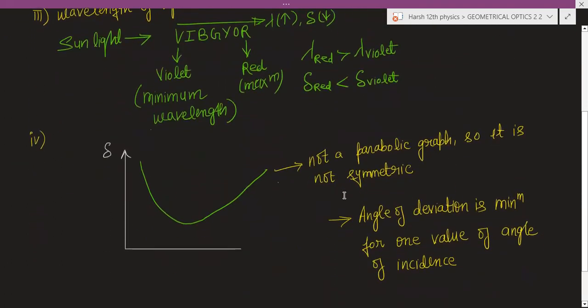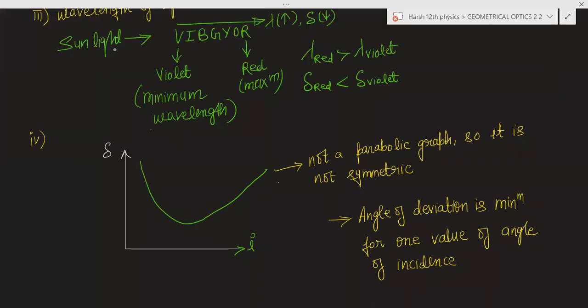Now there is a graph between the angle of deviation and the angle of incidence. If you draw the graph, at some point you will get one minimum deviation. Suppose at this particular angle you are getting the minimum deviation. You can see this line. This is the minimum deviation, and this is I. This I becomes equal to E at this point.